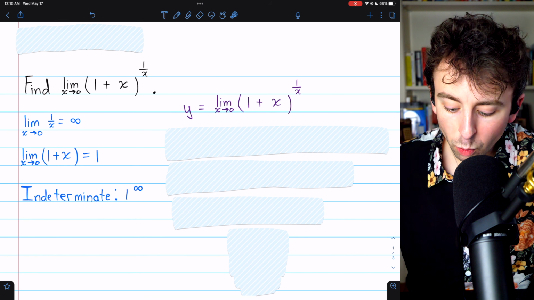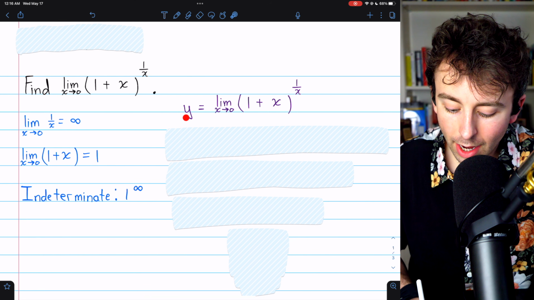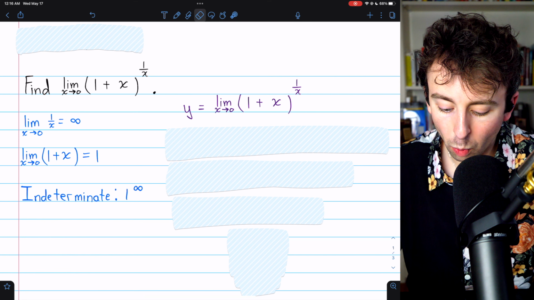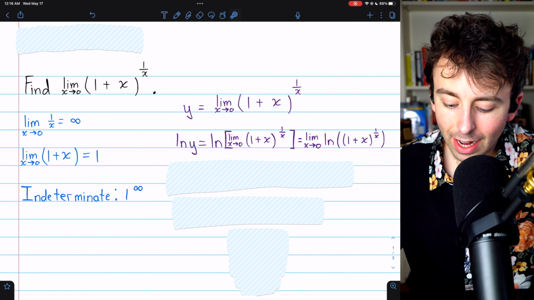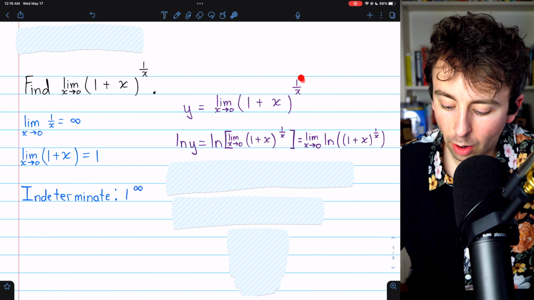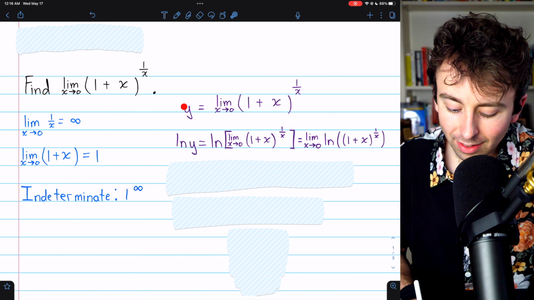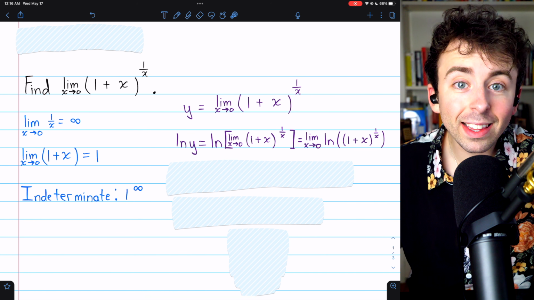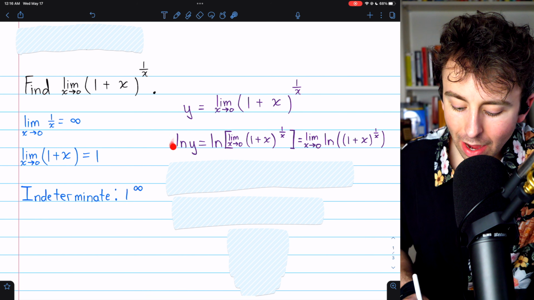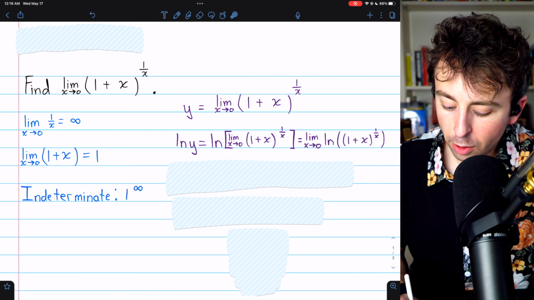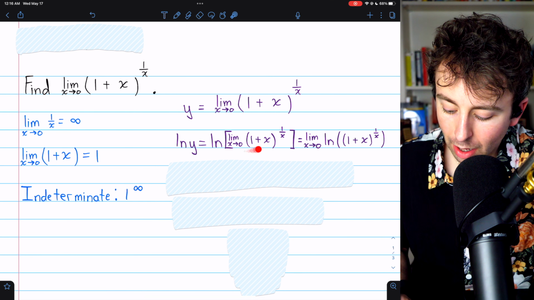Let's get started. We begin by giving our limit a name. That's going to make it a little easier to work with. And then, like I said, we're going to take the natural log, which will help us out with this power. So then, let's say we call the limit y. If we take natural log, then on the left, we have the natural log of y. On the right, we have the natural log of our limit.